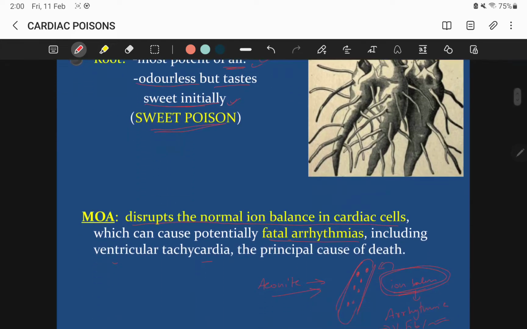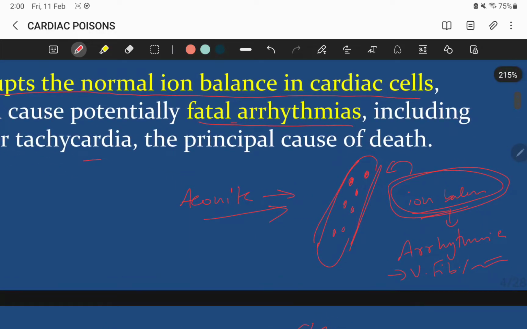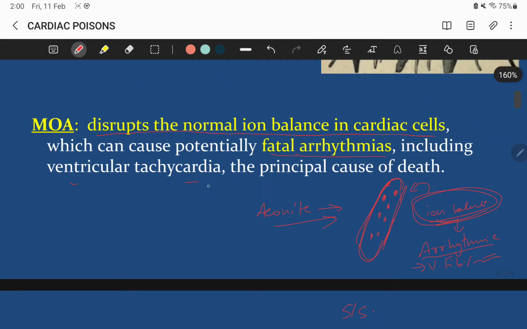The mechanism of action of aconite is that it acts on the cardiac cell. How does it hamper the cardiac cell, making it a cardiac poison? It disturbs the ion balance of the cardiac cell, which leads to arrhythmia, especially ventricular tachycardia. This is the principal cause of death, the main cause.